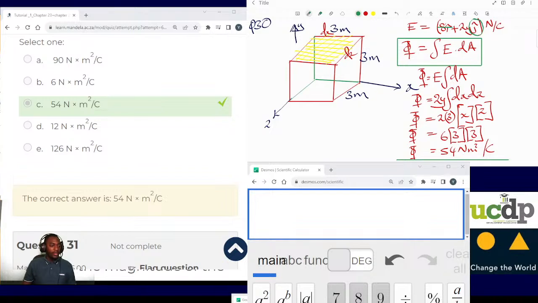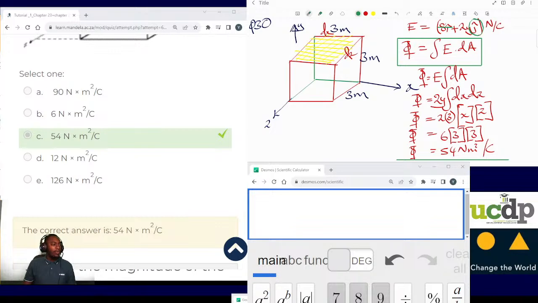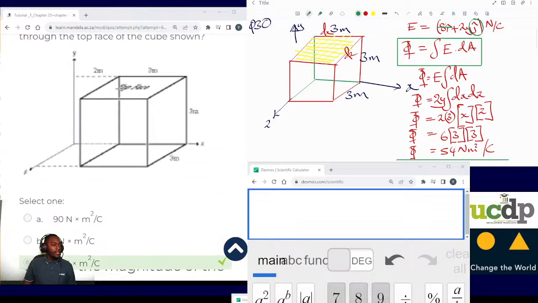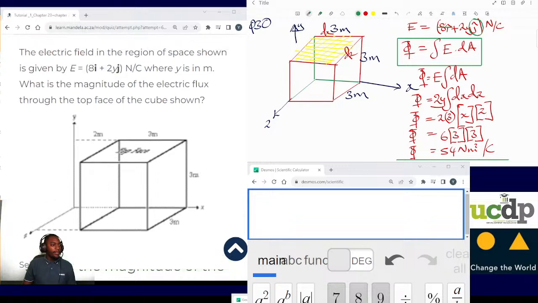So let me know if there are any questions. I see there's a question on the chat. Right, so someone is asking the first question, what are we doing? I'm not sure if you answered because we've gone through the question. We've just gone through the question. So the question was asking for electric flux.